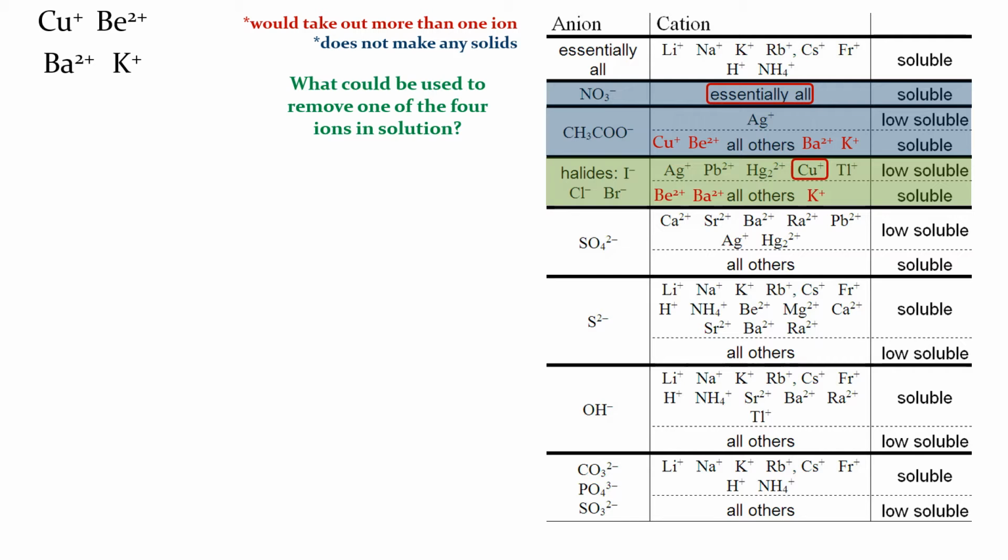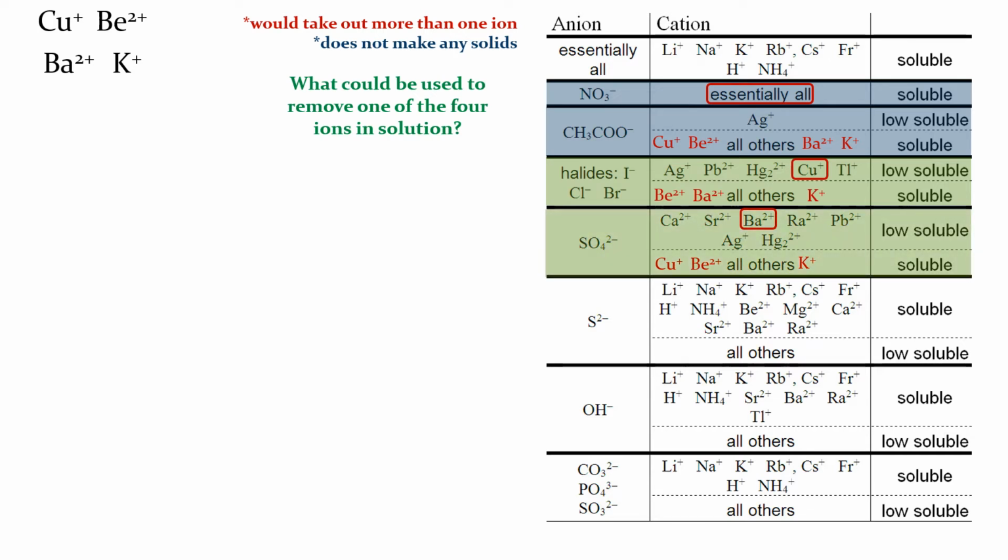If I look at sulfate, well, sulfate copper 1 ion is in the all others category. Beryllium is in the all others category. Barium ion is low soluble, so that will form a solid with barium. Potassium is in the all others category, so that means the addition of sulfate would produce just one solid. So we could start with sulfate, take out barium.